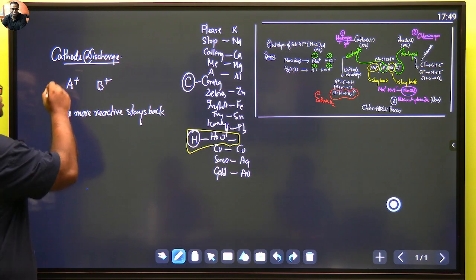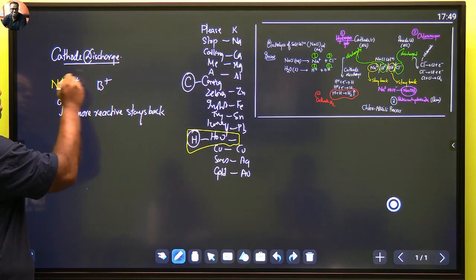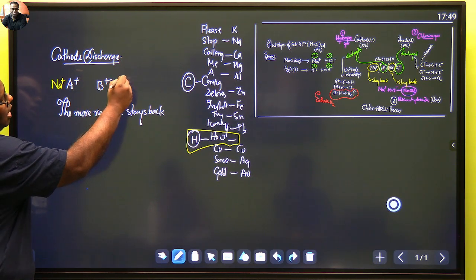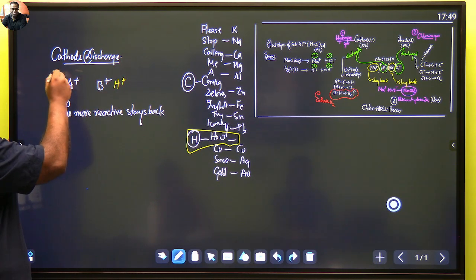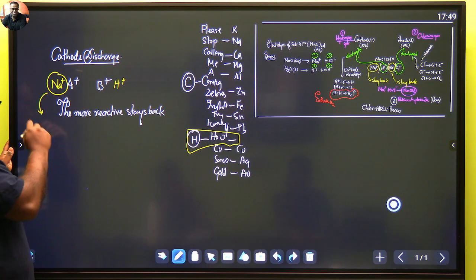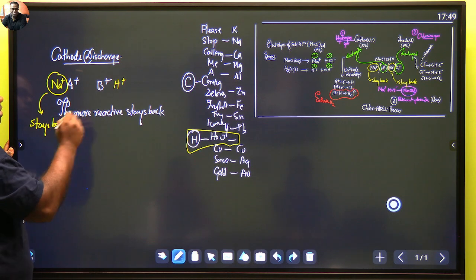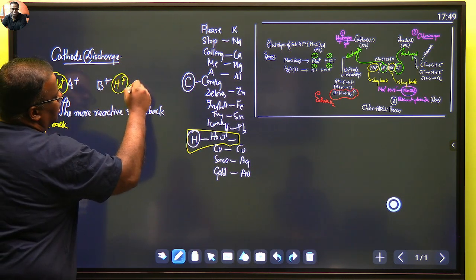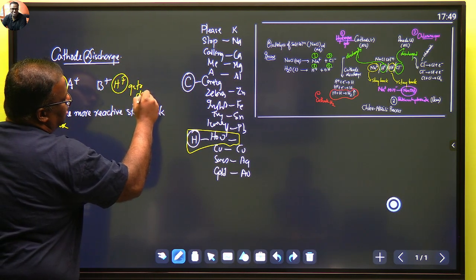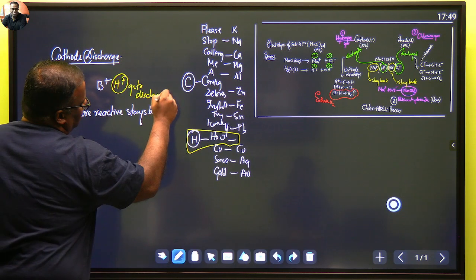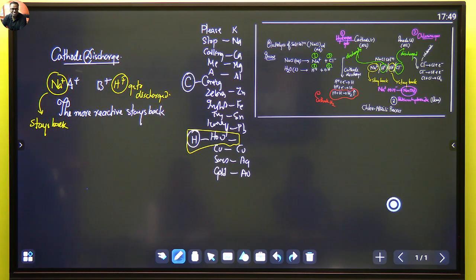In our discussion, we had sodium versus hydrogen. So, sodium being more reactive, this one stays back, and this one gets discharged. Are we fine or not? Now let's put this story into each of the cases.